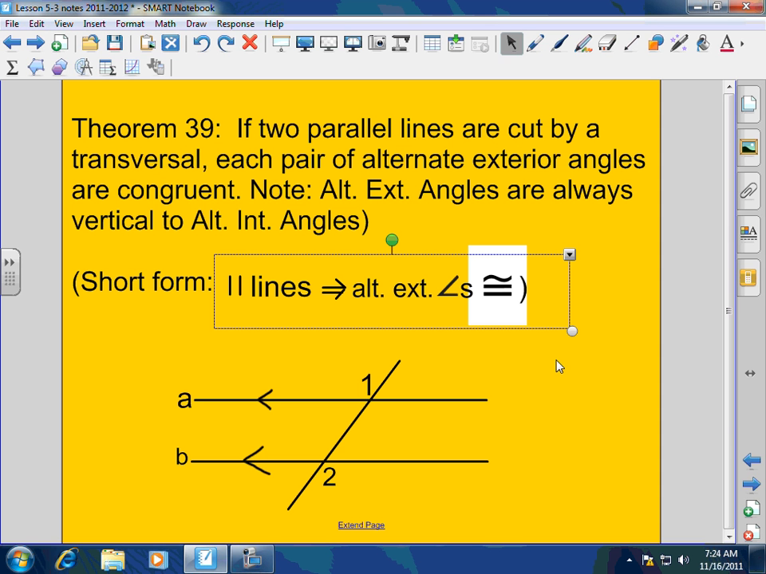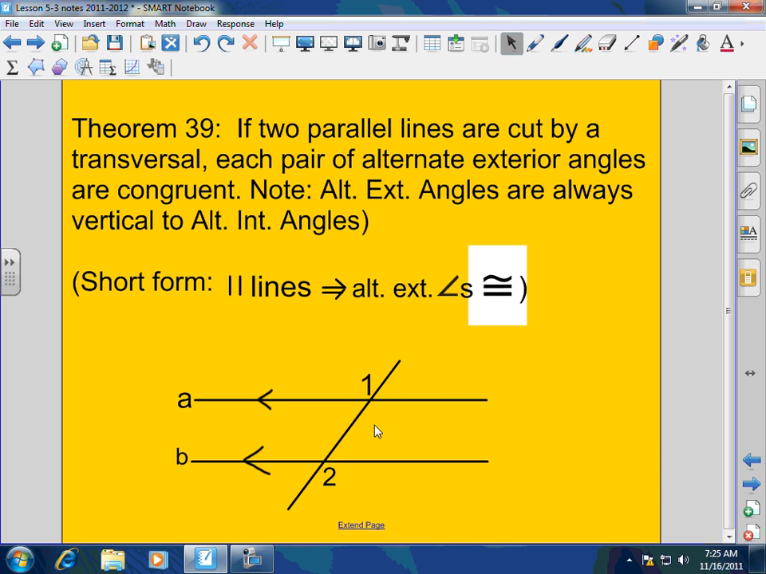Parallel lines, then alternate exterior angles are congruent. If line A and B are parallel, then that means angle 1 is congruent to angle 2 because of alternate exterior angles. Now, what I was talking about in the second part here in the note, well, alternate interior angles are always vertical to alternate exterior angles.